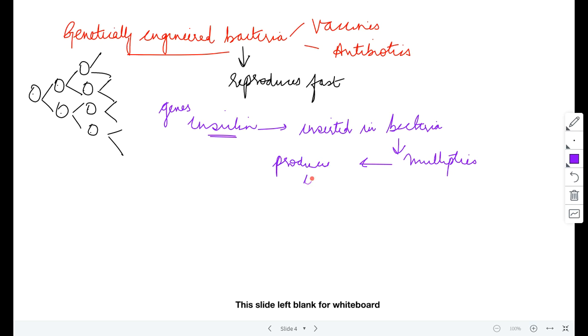Okay, is it clear to you now? Yeah. So now, because the bacteria can multiply very fast, it produces a large amount of insulin. So then the bacteria are removed and the insulin is left, so the scientists can use that insulin for making antibiotics or vaccines. So now is it clear to you?